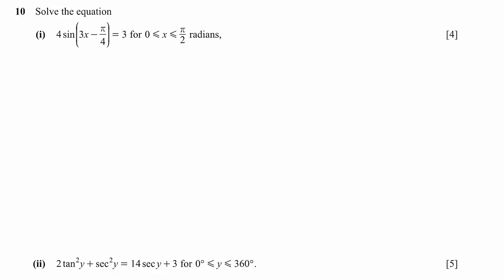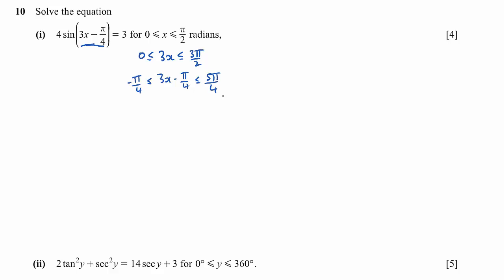So we want to solve this equation for values of x between 0 and pi by 2. And if we look in here, initially we're solving for 3x minus pi by 4. So 3x would be between 0 and 3 pi by 2. And 3x take away pi by 4 would need to be between negative pi by 4 and 6 pi by 4 take away pi by 4 is 5 pi by 4.